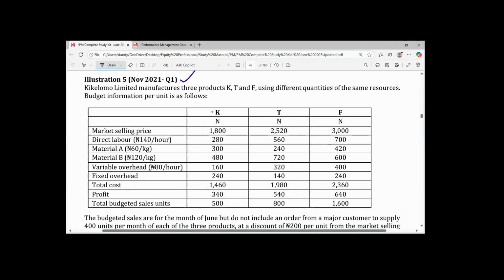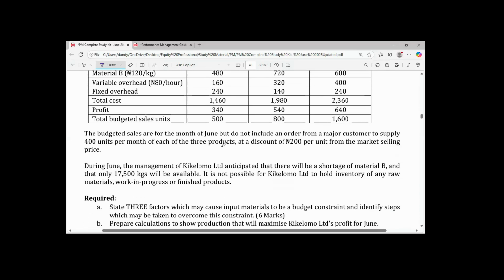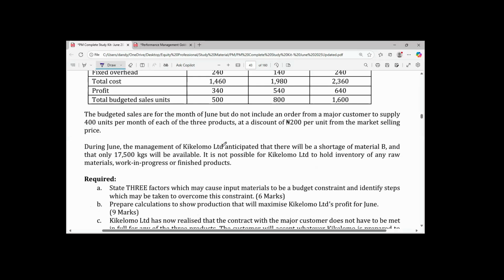So I will read. Kikelomo Limited manufactures 3 products, K, T, and F, using different quantities of the same resources. Budget information per unit is as follows. The budgeted sales are for the month of June, but do not include an order from a major customer to supply 400 units per month of each of the 3 products at a discount of 200 naira per unit from the market selling price. Okay, I can see we have a special order.